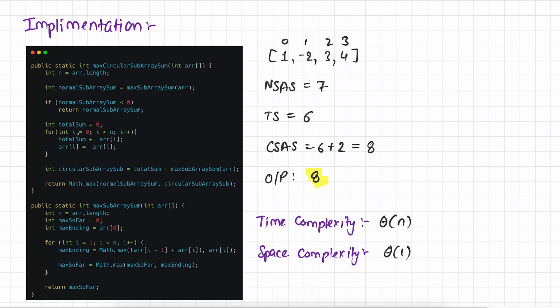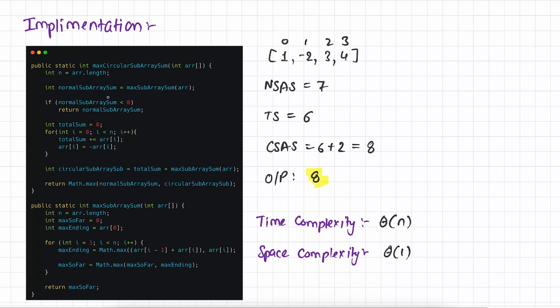After this, we are initializing a variable total sum equal to 0 to find the total sum of the array, and along with that we are also inverting the sign of all the elements. After this for loop, we are again passing this array to the maximum subarray sum function to find the minimum sum subarray and adding it to the total sum. After this step, we are comparing the normal subarray sum with the circular subarray sum and returning the maximum of both. So this is how this function is going to work. And this is the same Kadane's algorithm we have used so far.